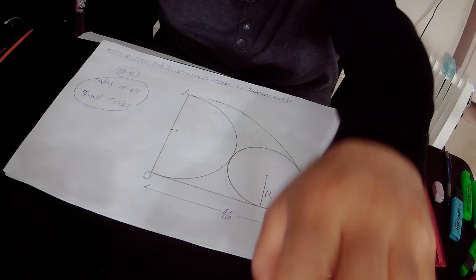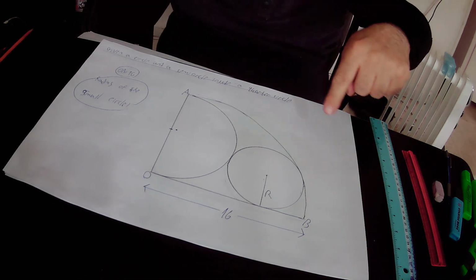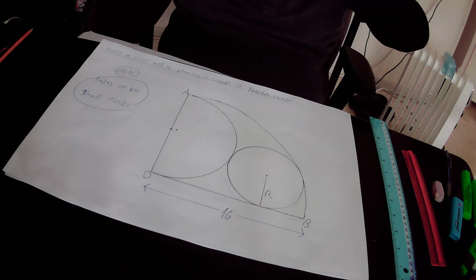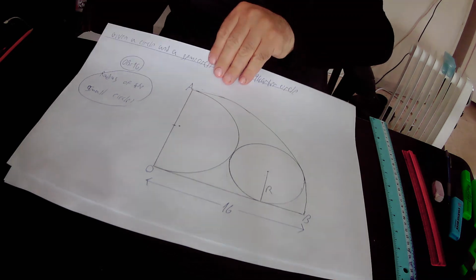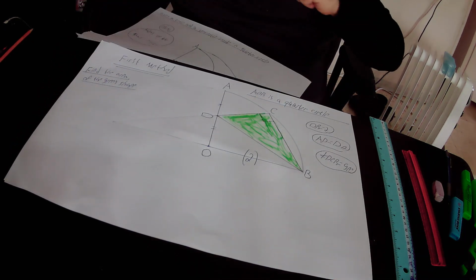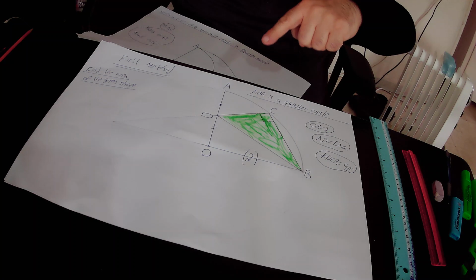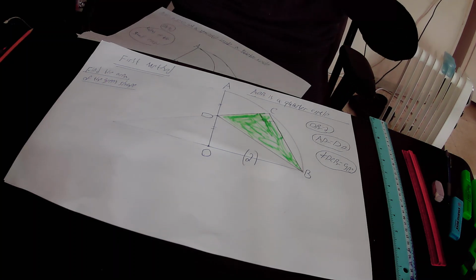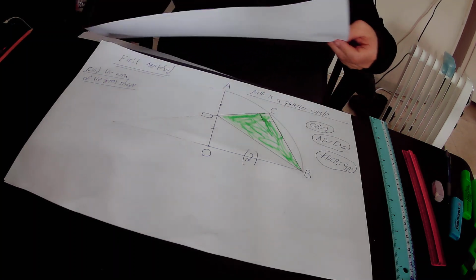Hello, in this lecture we'll answer two questions. In the first question, we find out the radius of this small circle. In the second question, we find out the area of this green shape. We start with the first question.